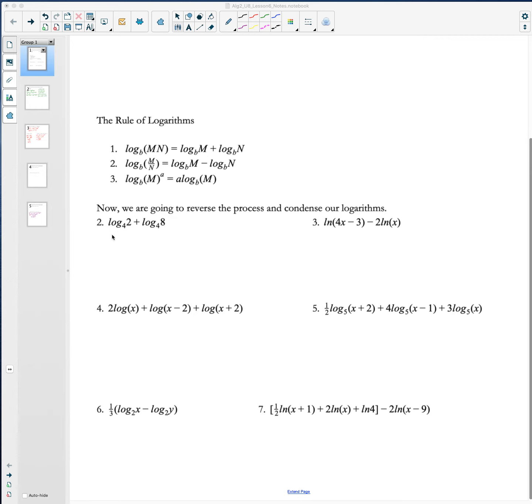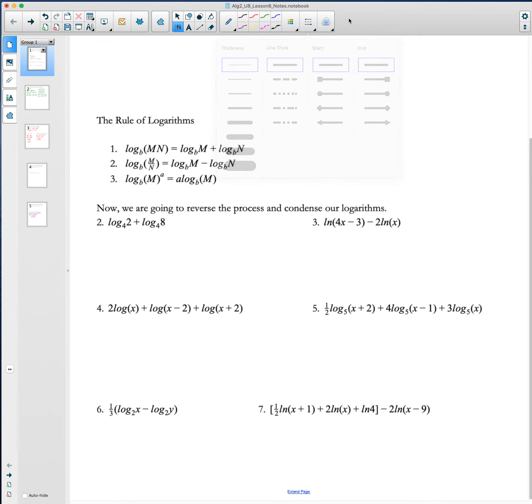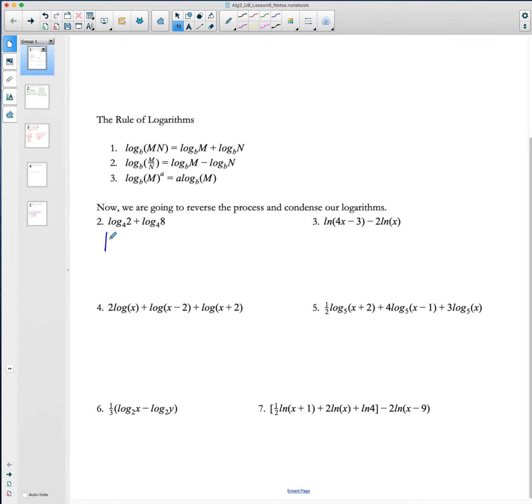All right, so now let's look at log base 4 of 2 plus log base 4 of 8. When I look at this, we can see that there are no a values to take care of, but I have the addition here. So I'm really in this first rule right here. What I can do then is create a product. Let's start with blue today. So I can rewrite this now as log base 4, and then I can do my product, which is 2 times 8. Now, 2 times 8 is 16.